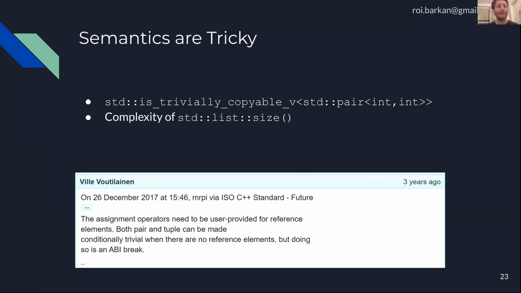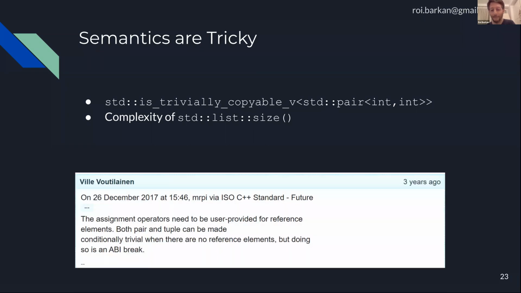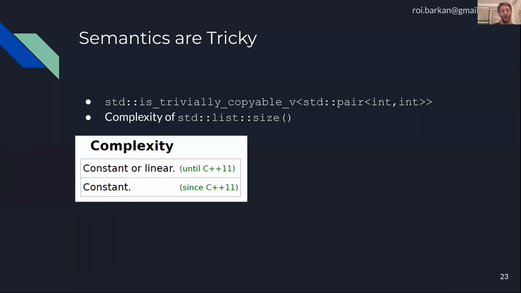The second example is the complexity of the size method for std::list. I don't know what most of you think the complexity is, but in fact, the complexity in the standard was only defined to be constant since C++11. In C++98 and C++03, it was allowed for the STL implementation to be either constant or linear.